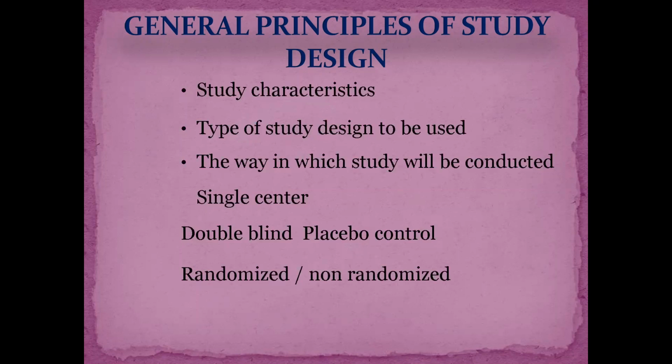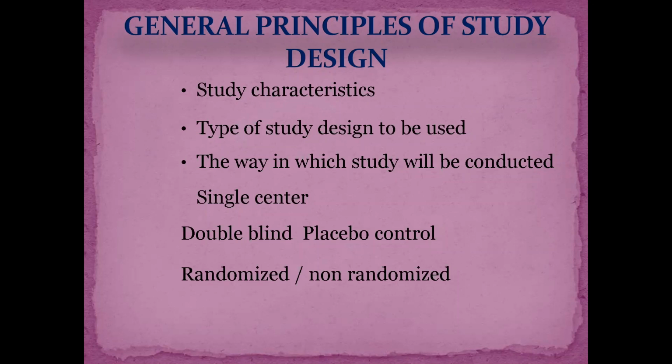Blinding means not being aware of what the study is, or what will be done. Here, the company will be doing the study, and a CRO may take it up on behalf of the company, and there will be a principal investigator and the patient. If the patient and the principal investigator do not know whether it is a drug or a placebo, that is blinding. Placebo control means they may sometimes give dummy medication.